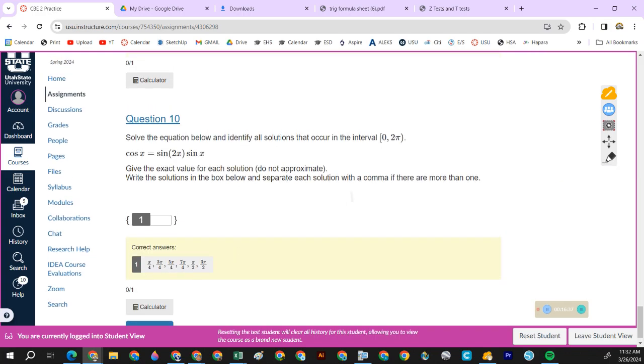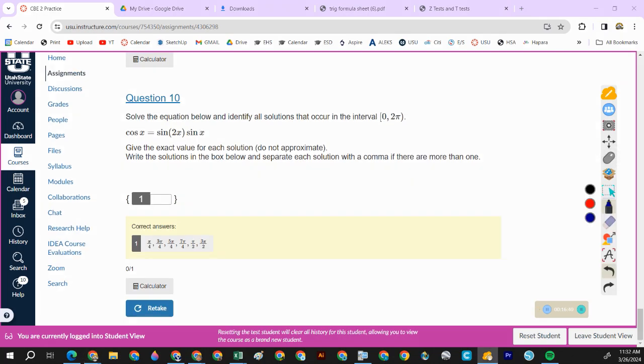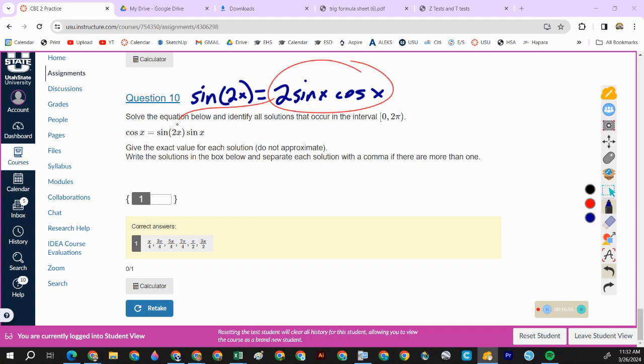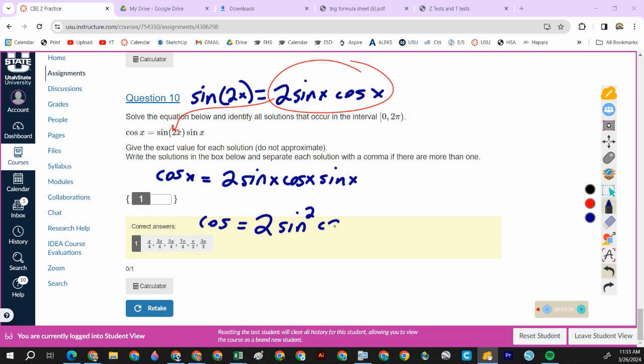All right. So, according to my reference sheet, the sine of 2x is equal to 2 sine of x cosine of x. So I'm going to stick this in here, and then I'm going to quit writing the x's. So the cosine of x equals 2 sine of x cosine. Oh, I said I was going to stop writing the x's, but I didn't. Okay, so that becomes the cosine equals 2 sine squared cosine.